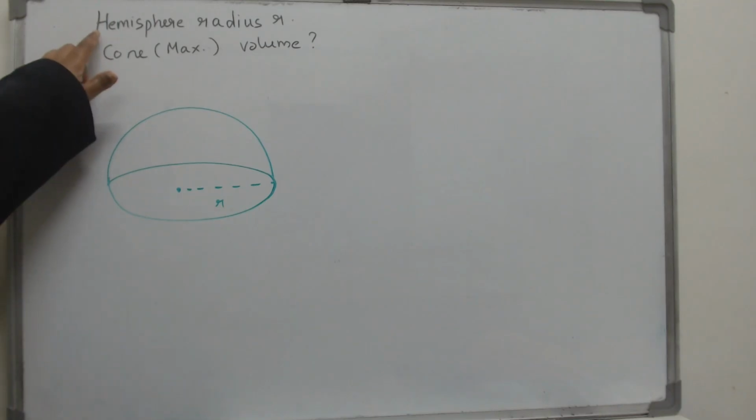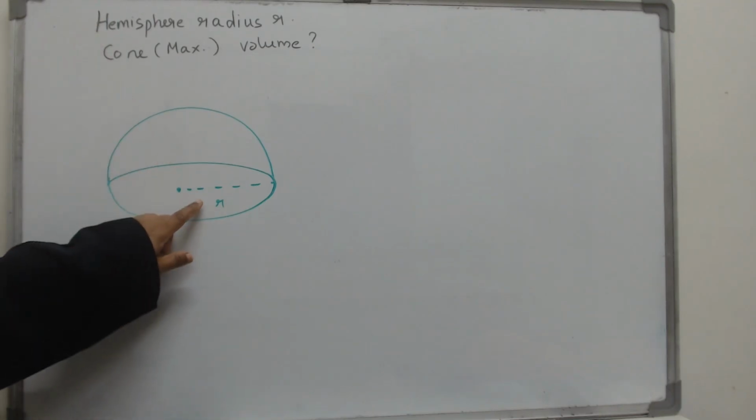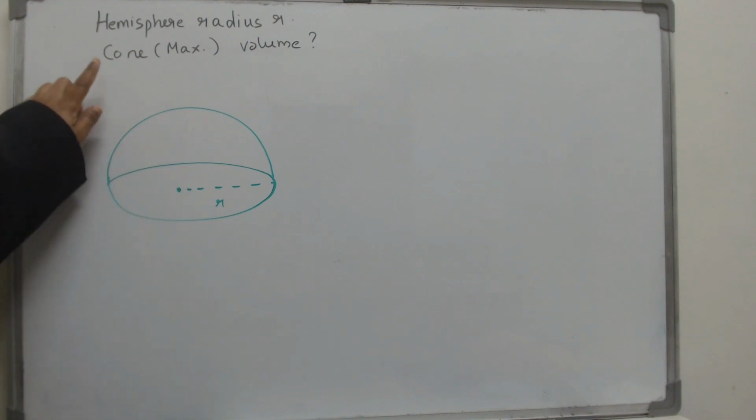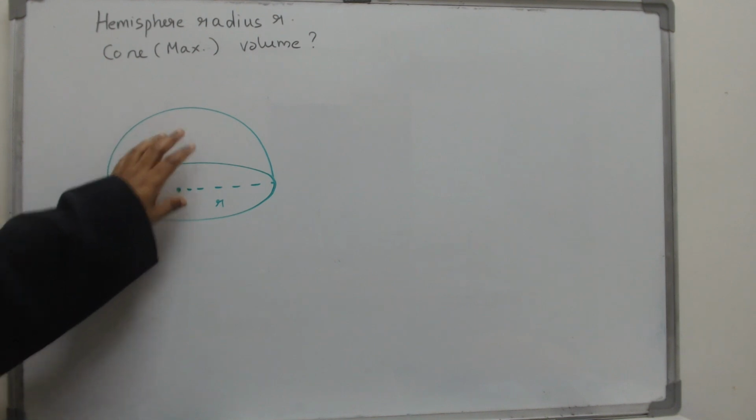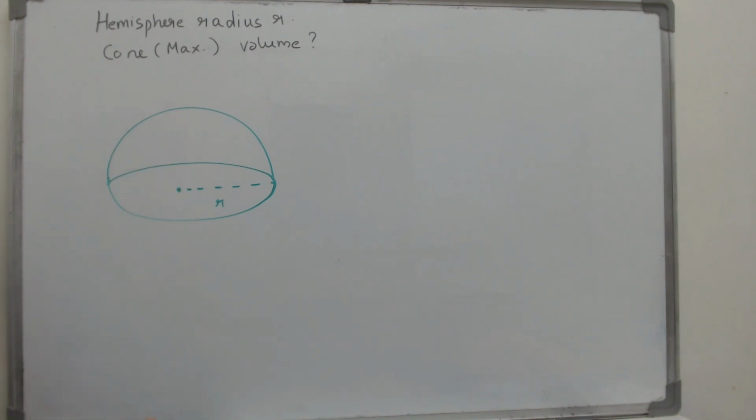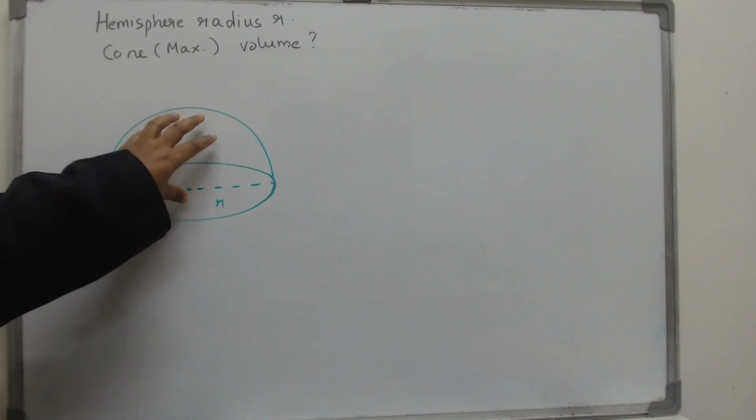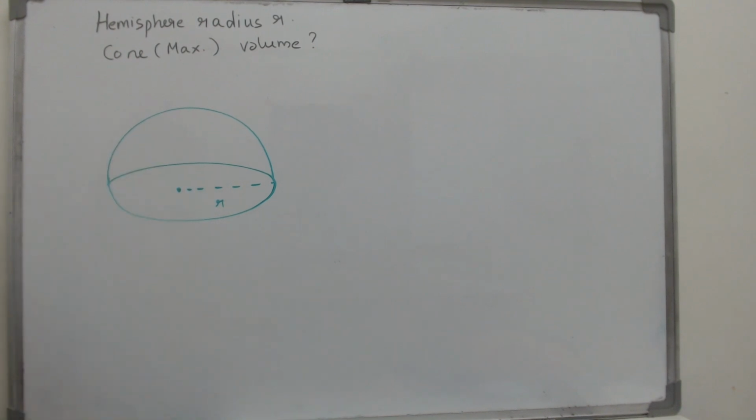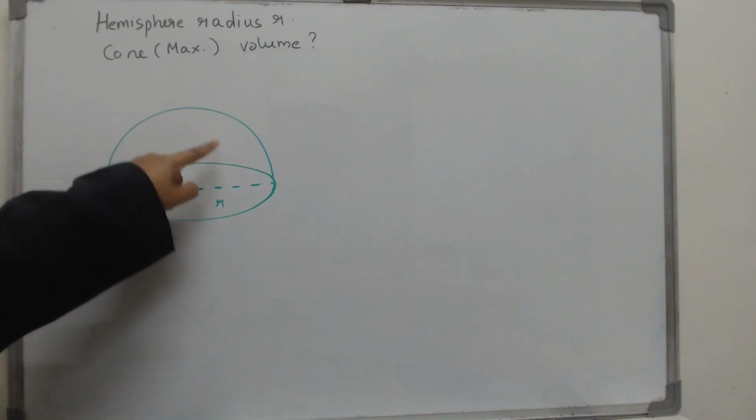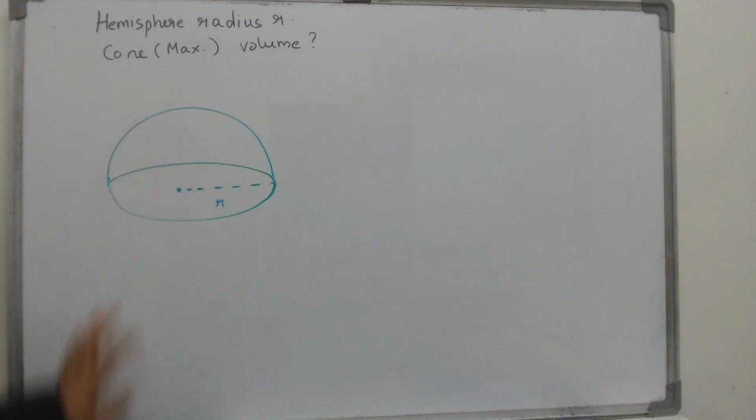Here we are given a hemisphere of radius r. What we need to do is fit a cone inside this hemisphere, but it is not any ordinary cone. It must be the biggest cone that can possibly fit into this area, which means you have to make maximum use of the volume available. How big can it be?